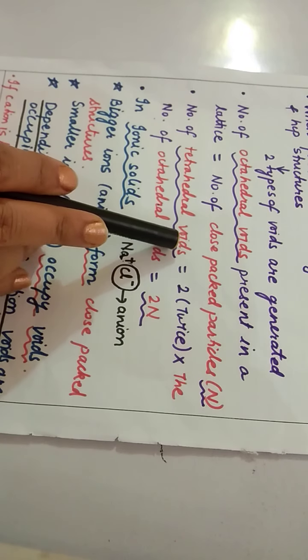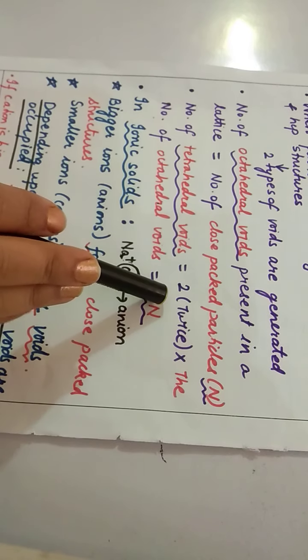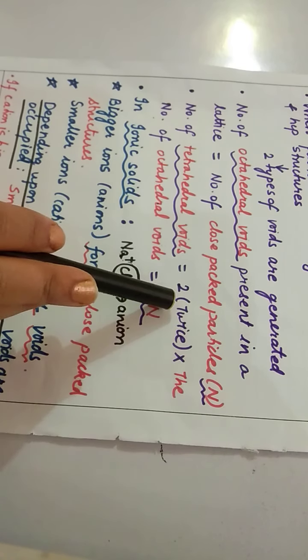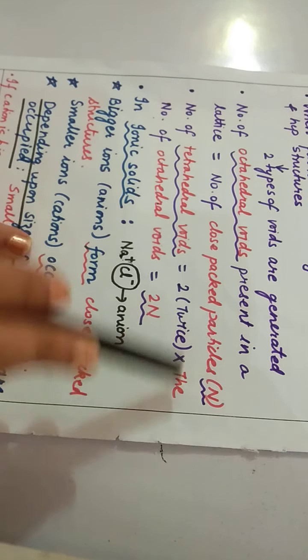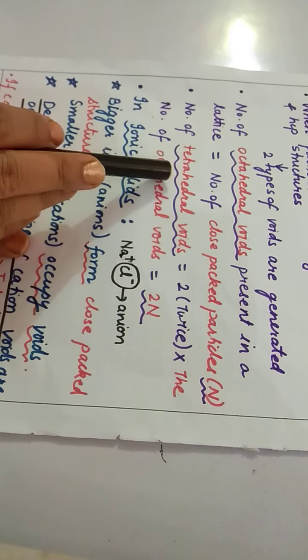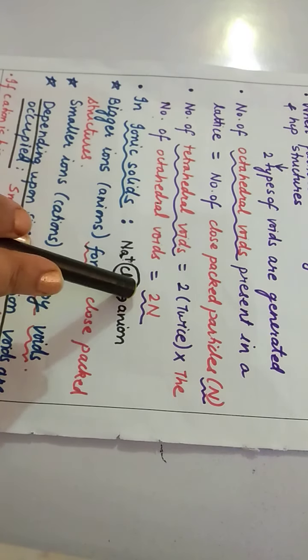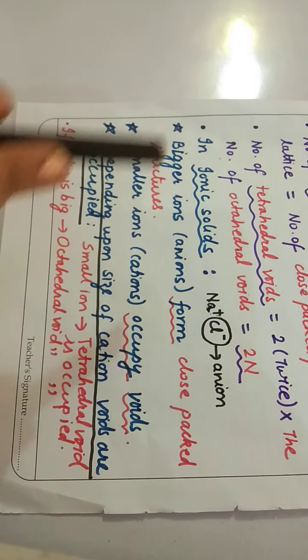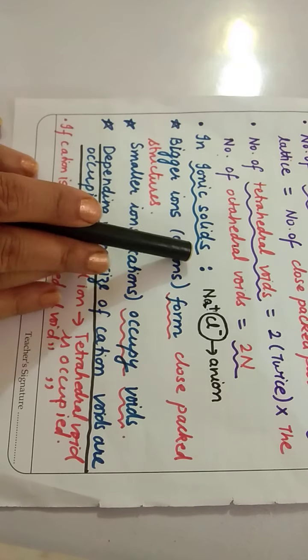Now the number of tetrahedral voids is equal to twice the number of octahedral voids. Number of octahedral voids are N, so twice the number of octahedral voids will be 2N. So the formula to find out the number of tetrahedral voids will be equal to 2N.